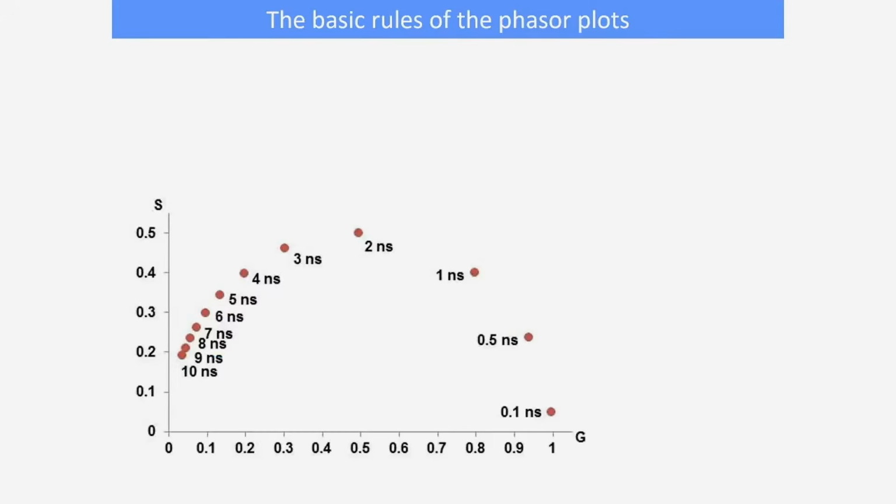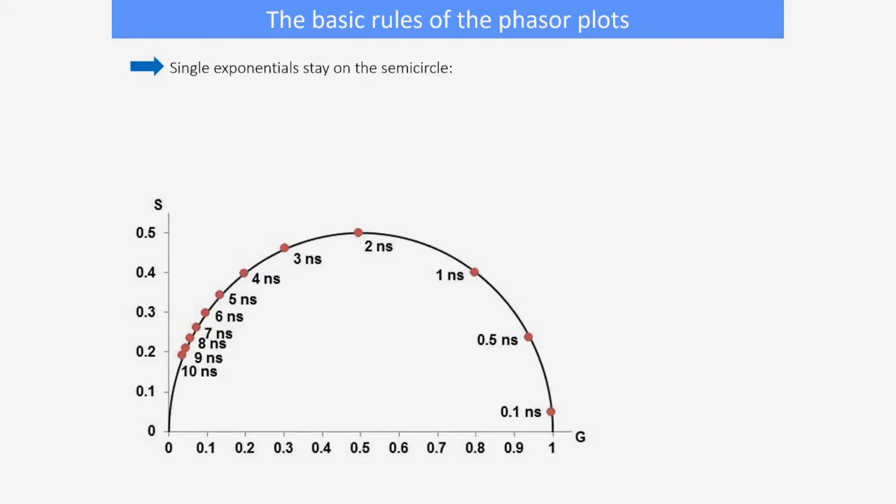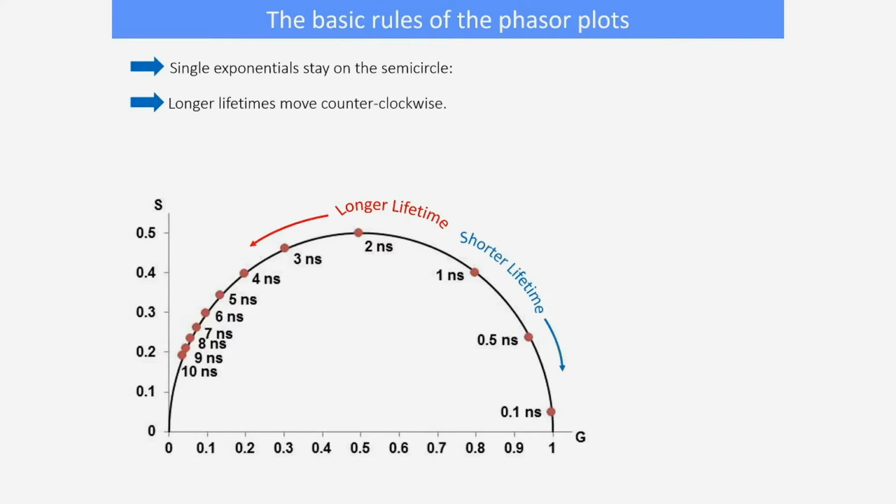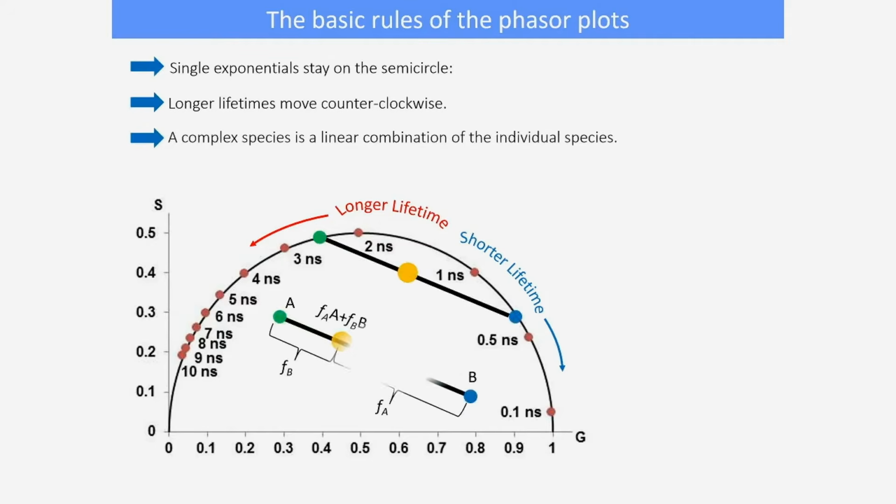Let us quickly take a look at how to read the data on a phasor plot. Single exponentials stay on the semicircle. Longer lifetimes move counterclockwise, so short lifetimes move clockwise. And finally, a complex lifetime species will be inside the semicircle on a linear path between the two contributing lifetimes.